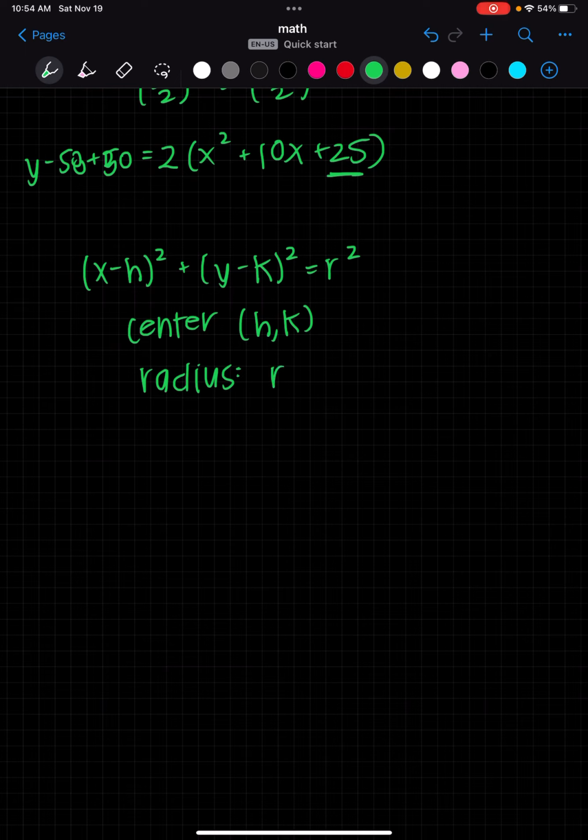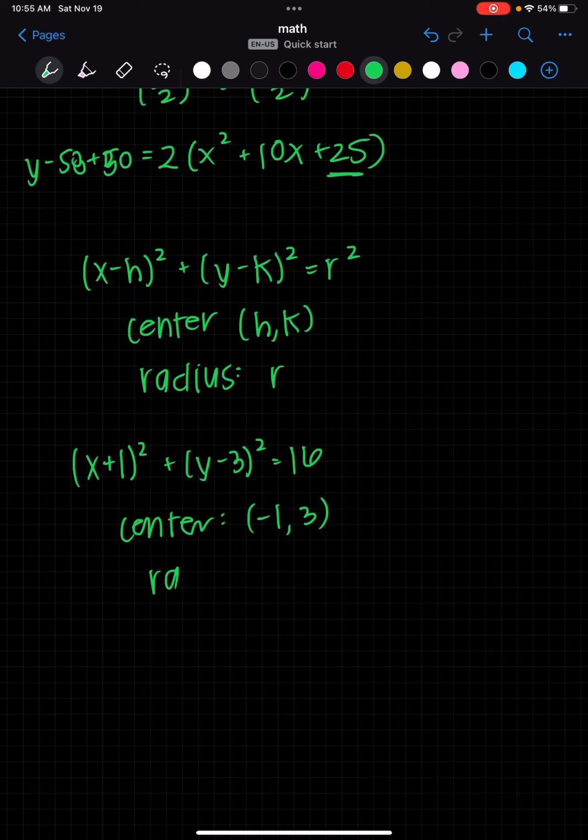So when we graph something, for example, number 1 says x plus 1 squared plus y minus 3 squared equals 16. What that tells me is that the center is -1, 3, and then the radius is the square root of what it's equal to, so the square root of 16, which is 4.